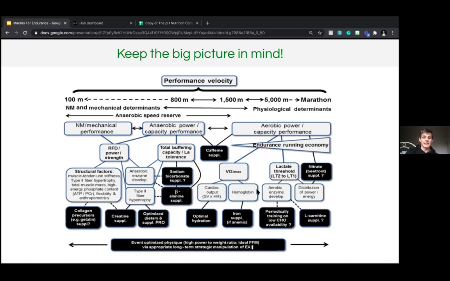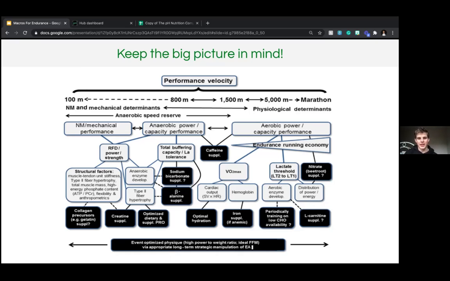And those changes from the physiological point of view come from this little bit down here. So that distribution of power and energy can be to do with the muscle mass that you have, not excessive amounts. The aerobic enzyme development, we'll chat a bit about the role in periodizing your fats and your carbs to improve the efficiency there, to increase some mitochondria, and VO2 max.